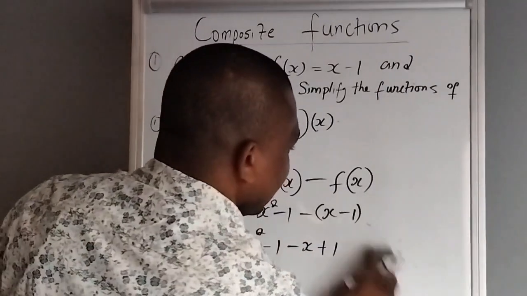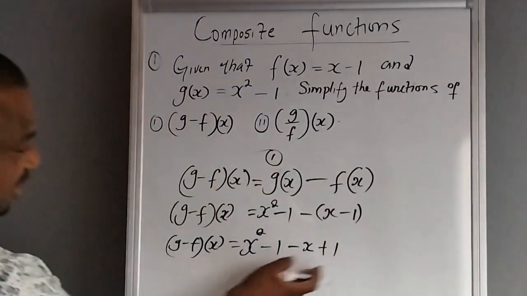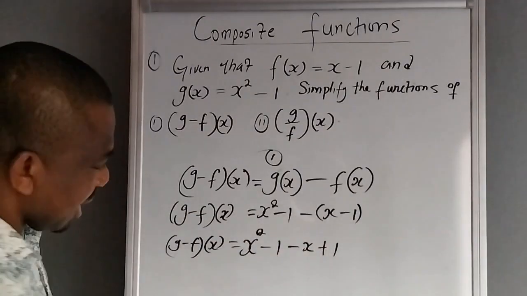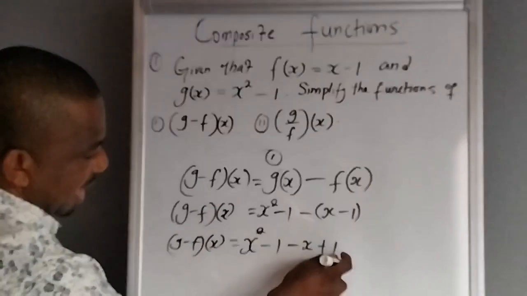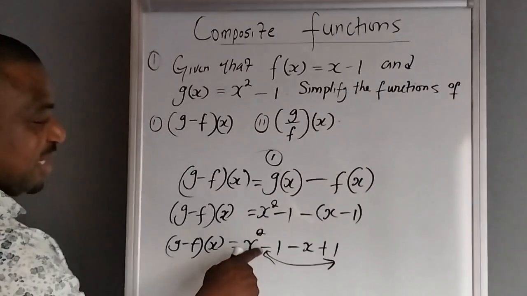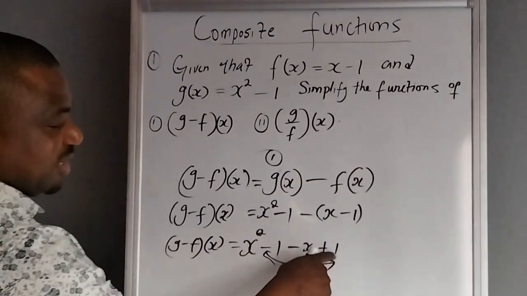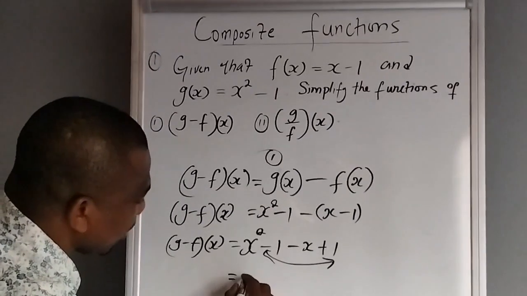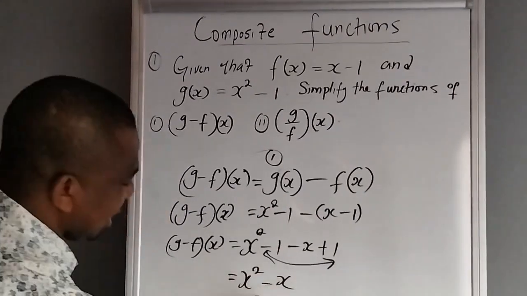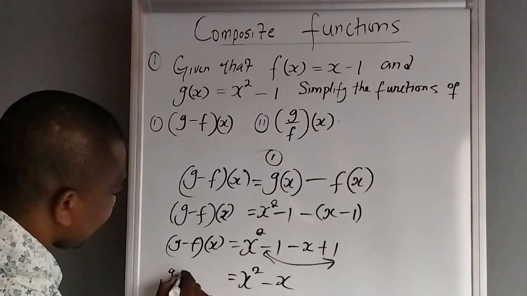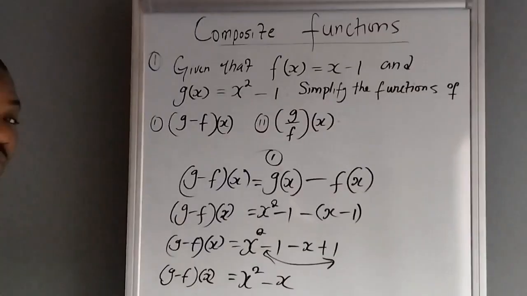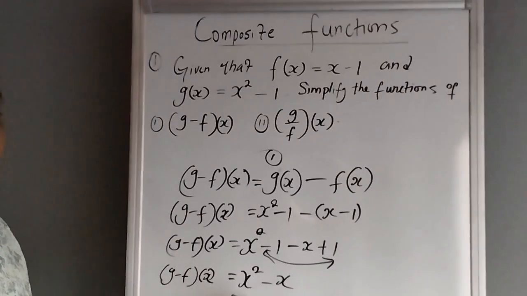So let me clean up this to avoid confusion. So basically, we can simply solve this problem straight, you understand? So we have negative 1 here and positive 1. So automatically, these two here strike off themselves because we have negative 1 and positive 1 here. So they're all gone. So we are left with x to the power 2 minus x here. So we have the function that we are looking for, but we are not done yet with this problem.